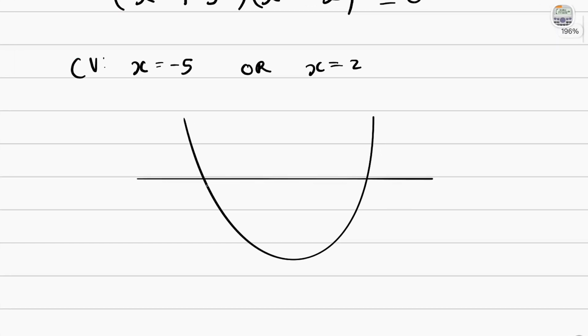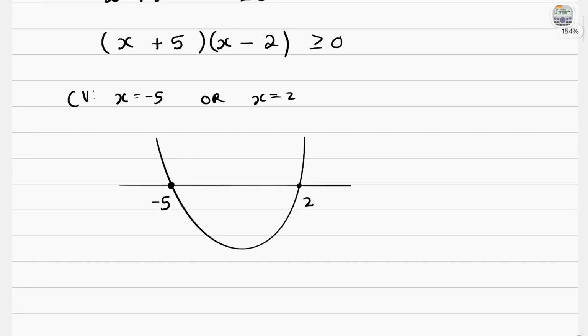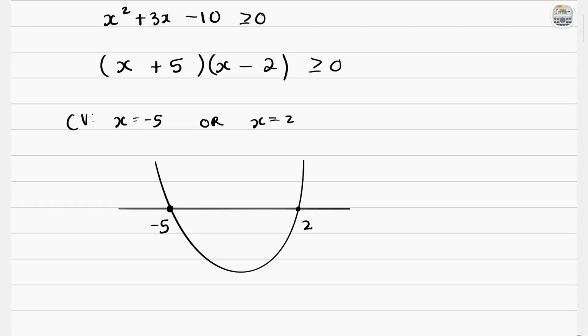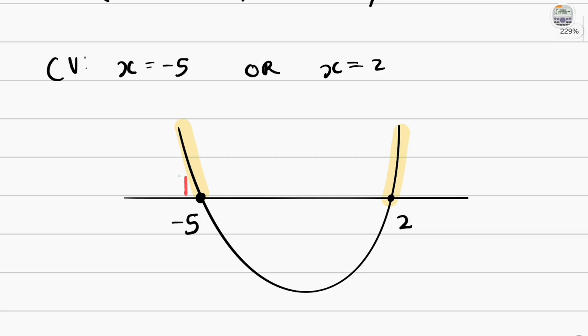So let's put our critical values down. This is negative 5, and this is 2. And we're looking for the values of x that are greater than or equal to 0, meaning we're looking for parts of the graph that lie above the x-axis. So that's over here, that's above the x-axis. That is also above the x-axis. And if you line this down to the x-axis so that you can understand where exactly these x values are, you can see that these are values that are less than negative 5.